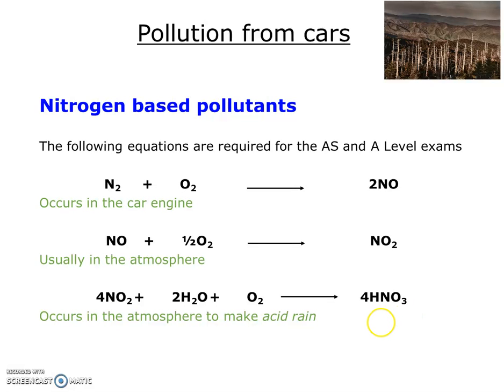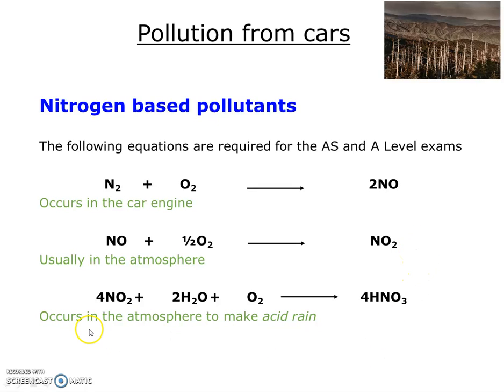These three equations you need to know. Okay, so this is what occurs in the car engine: 1 molecule of nitrogen, 1 molecule of oxygen to form 2 molecules of nitrogen monoxide. And then in the atmosphere, you tend to find that nitrogen monoxide will react with oxygen to form nitrogen dioxide. This could occur in some catalytic converters.